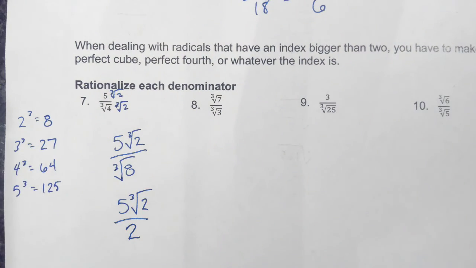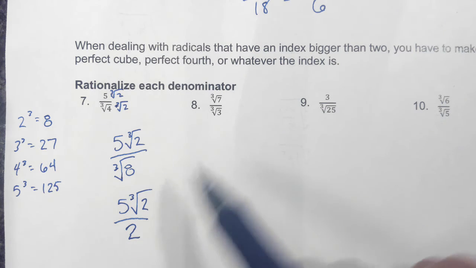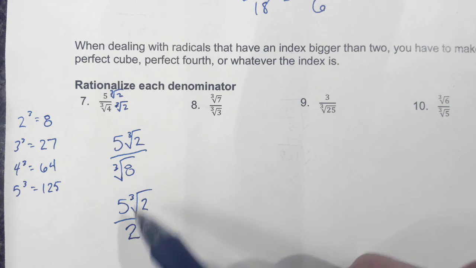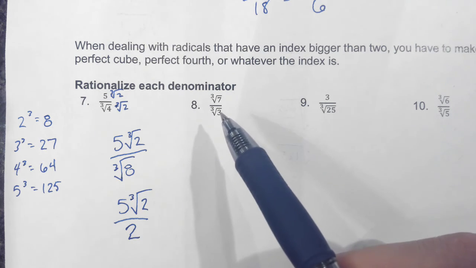And we no longer have a radical in the denominator, so the denominator is rationalized. And it can't simplify. The 5 and 2 doesn't reduce. And again, you can't do the 2 and 2 because this one's under the radical. All right, next one, 3.